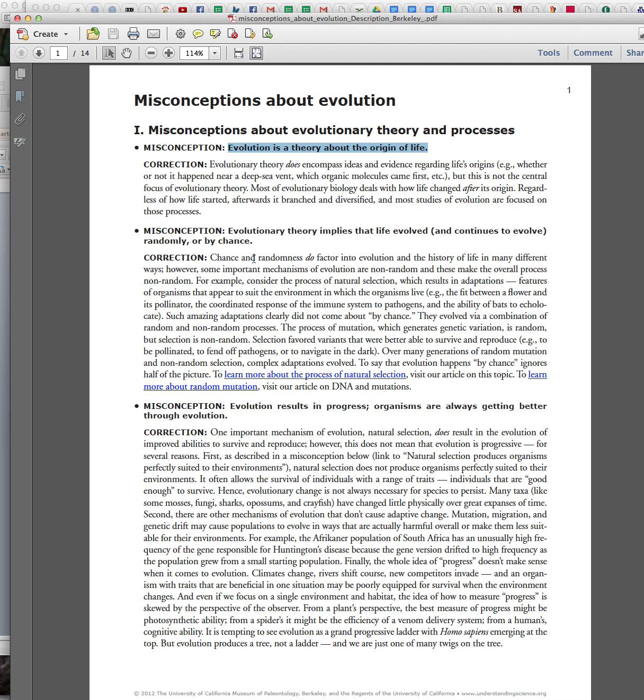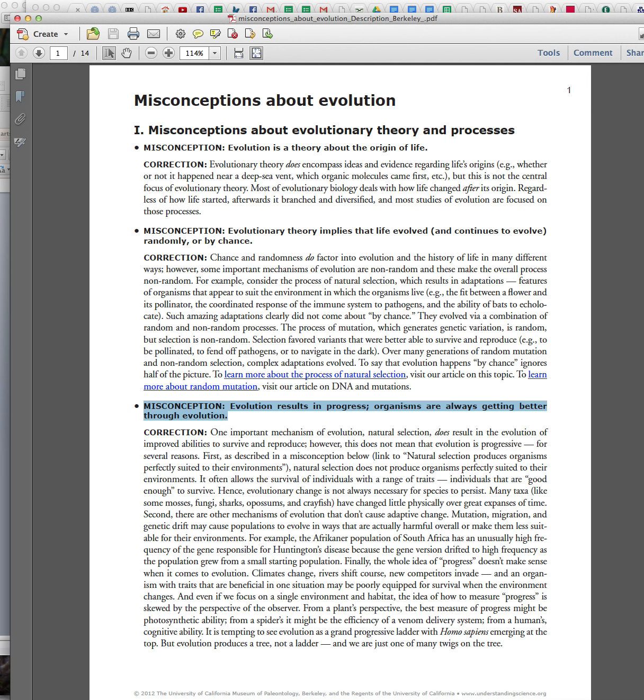Next, you've got evolutionary theory implies that life evolved and continues to evolve randomly or by chance. Okay, so which parts of whale evolution, for example, are random? So early whales could not survive in a saltwater environment. Which part of the process that led to whales living now exclusively in saltwater was random versus not random? Okay, one last example here. What's our next one? Evolution results in progress. Organisms are always getting better through evolution. Okay, so is the flu virus this year better than last year? Go ahead and answer these questions as you're reading, okay?